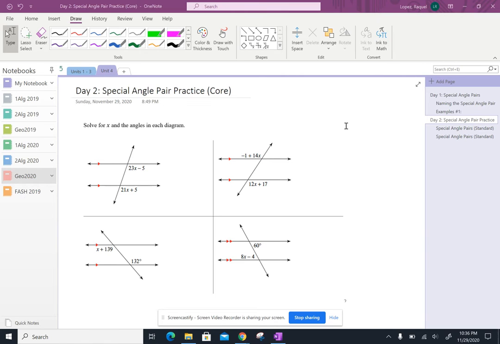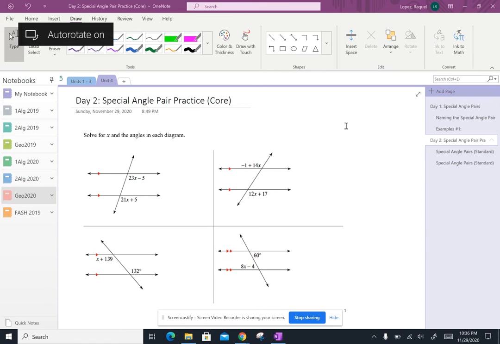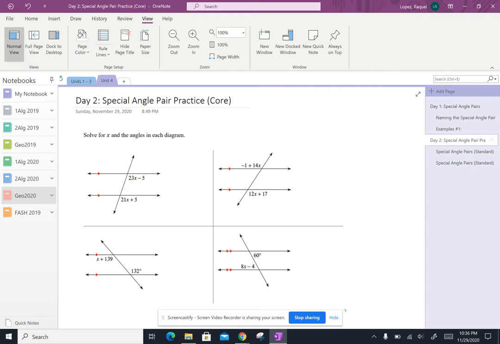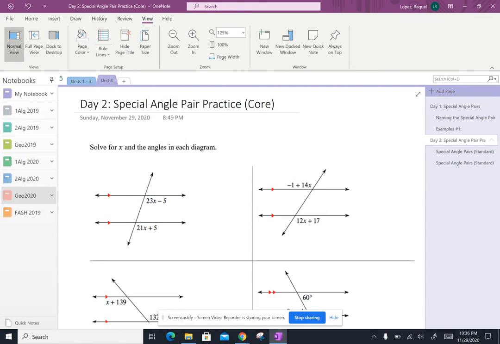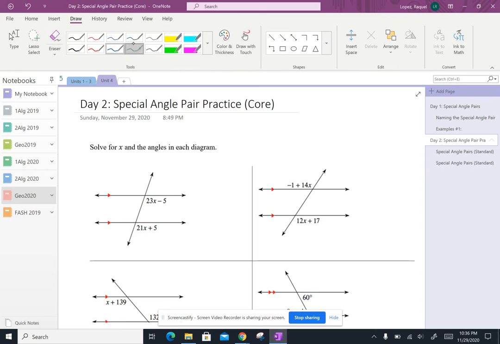Okay, so the directions tell us to solve for x and the angles in each diagram. So let's go ahead and zoom in here. And if you need to, again, pause the video to draw the diagrams and label them as you see fit. So the first thing I want to make sure is just that I know that these are parallel because I've got the arrows shown. Okay, so if I'm trying to solve for x in this first diagram, let's call this diagram A.